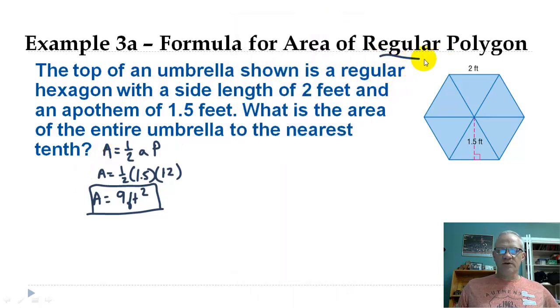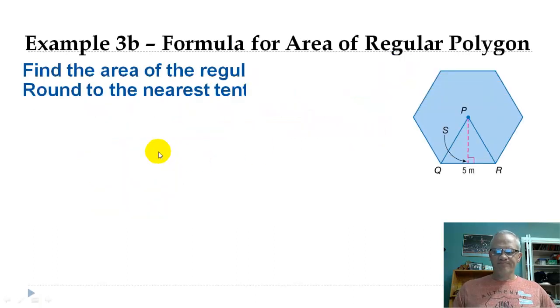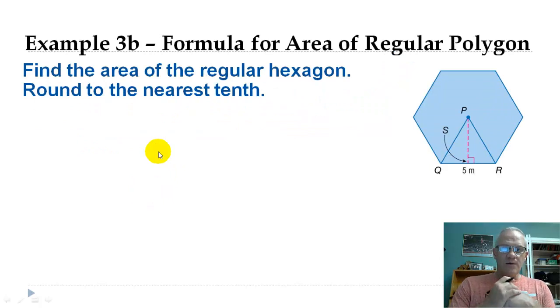This only works when it's regular, or all sides are equal. 1/2 apothem times perimeter. Now, I seem really excited about that. Sometimes you might get a situation like this, and there could be other things more complicated, but this is the most complicated we're going to talk about today.